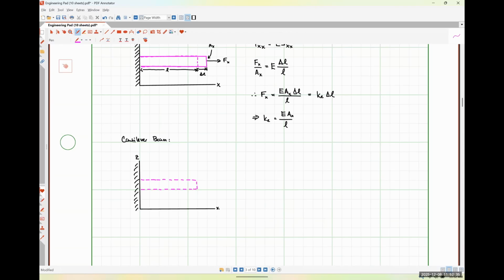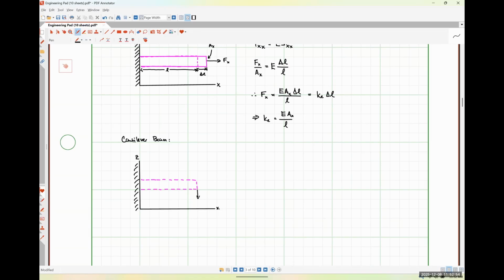And what I'm going to do, I'm going to erase this in just a moment, but I want to be clear that we're all understanding what I'm doing. I'm going to be applying a force in this direction, so a force in the Z direction. And so when I applied the force in the X direction, it extended in the X direction.